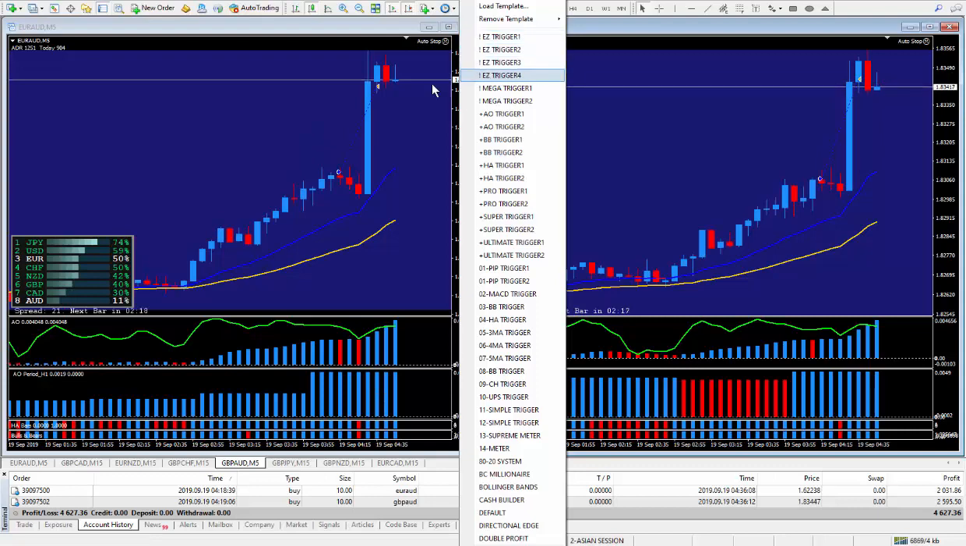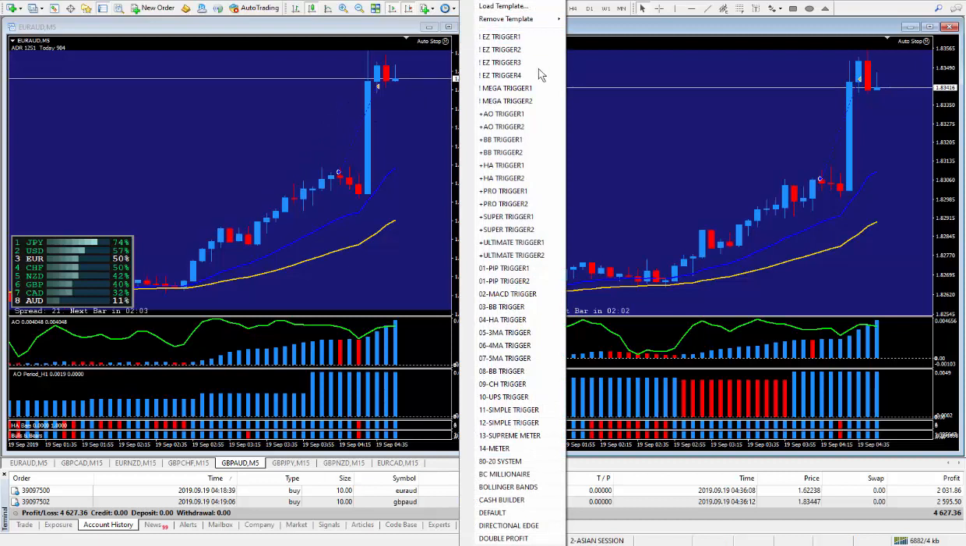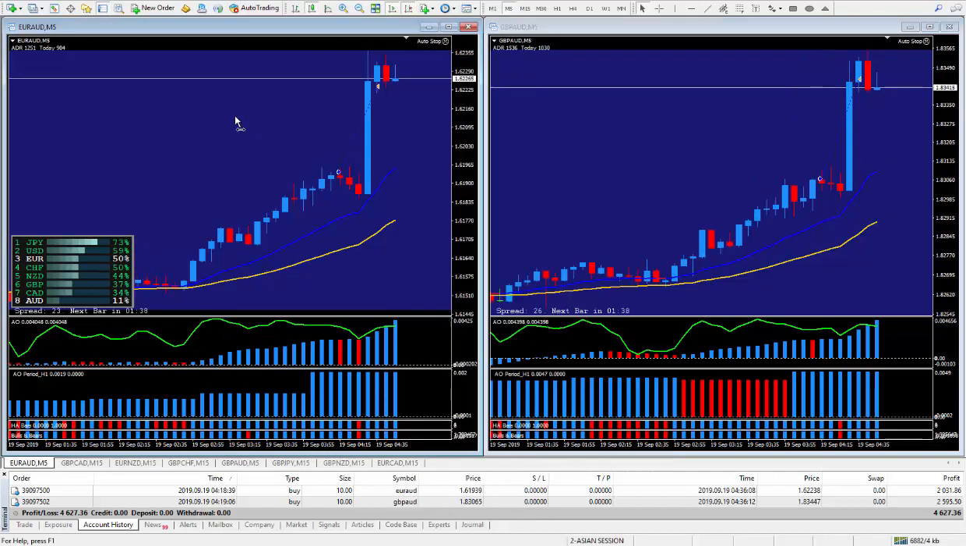Now there's 4 templates, and the reason for having 4 templates is because I have the AO, this multi-time frame awesome oscillator. Number 4 is set on the daily time frame. Number 3 is set on the 4-hour time frame. And number 2 is based on the 1 hour, which is the one you're looking at. And number 1 is with the meter, as you can see right here.